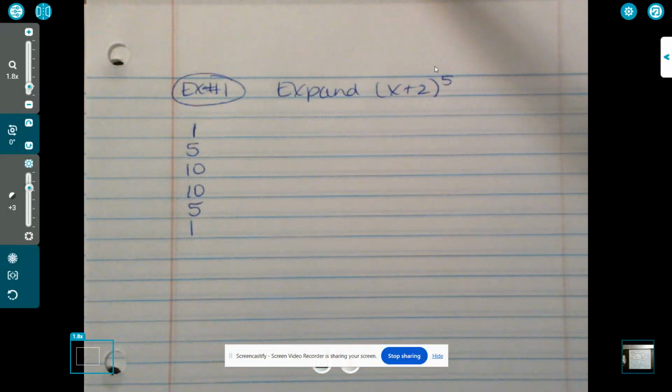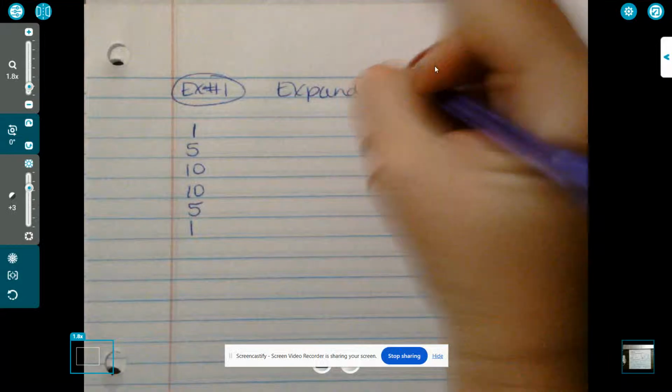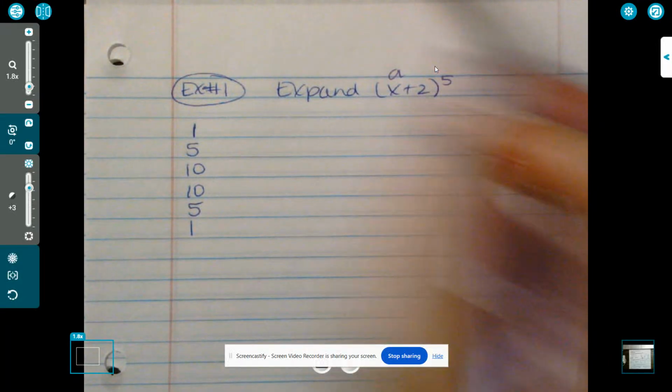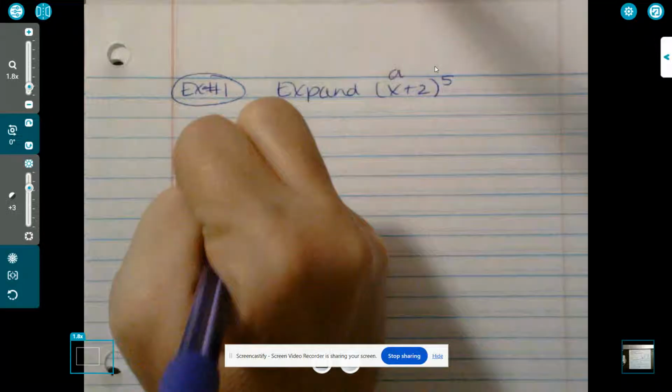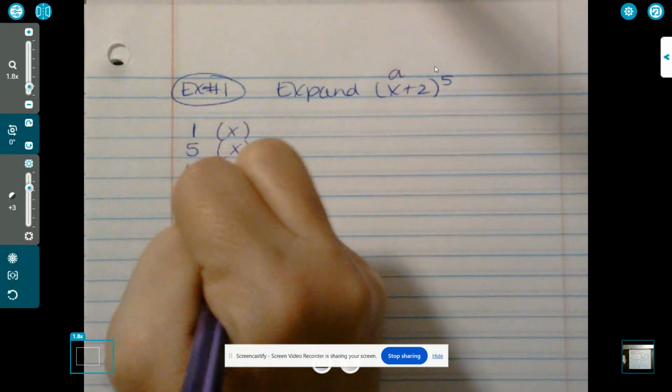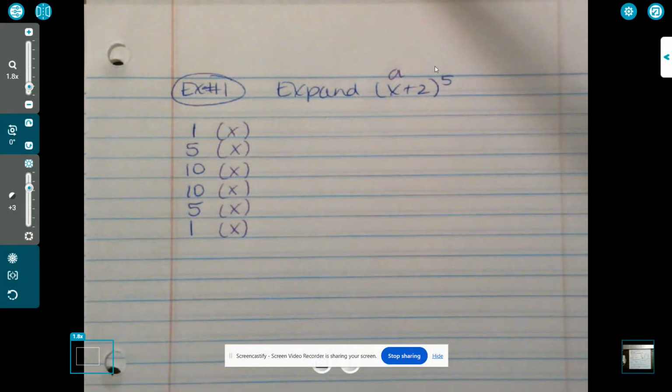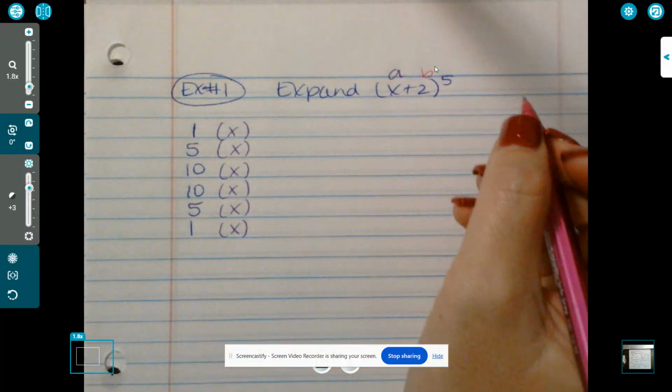All right, the second thing I'm going to write is my A value. So in this situation, we said A is X. So I'm going to put X on each of my rows next. The third thing I have is my B value. My B value in this situation is 2.